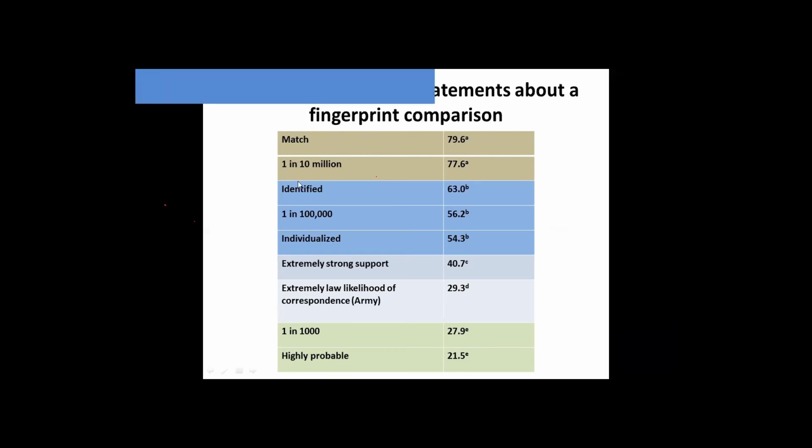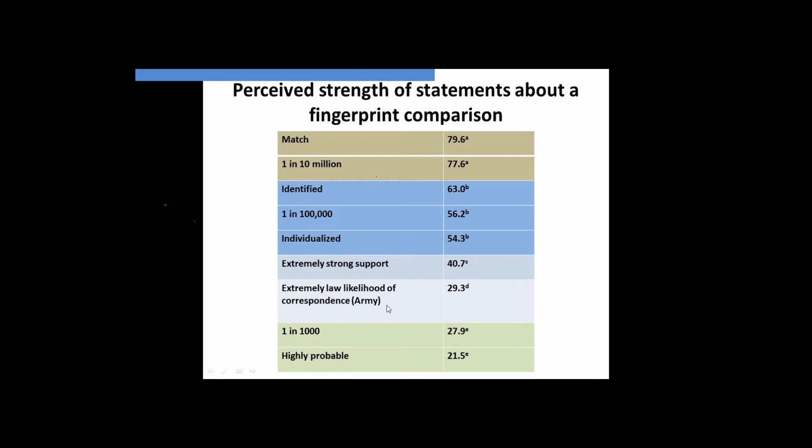It's up there with 1 in 10 million random match probability. Notice match or 1 in 10 million random match probability come out above identified and individualized, which are in the same neighborhood as 1 in 100,000. They're a bit above extremely strong support. We threw in extremely low likelihood of correspondence, using the recommended language from the Army lab that I mentioned before. It comes out between extremely strong support and a random match probability of 1 in 100,000.